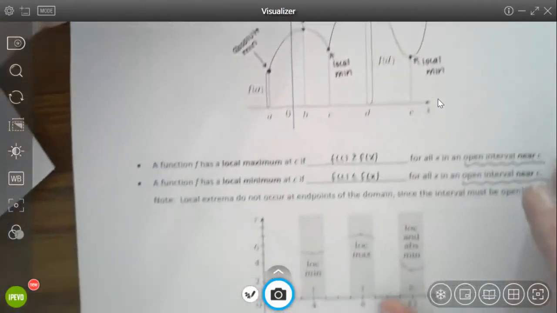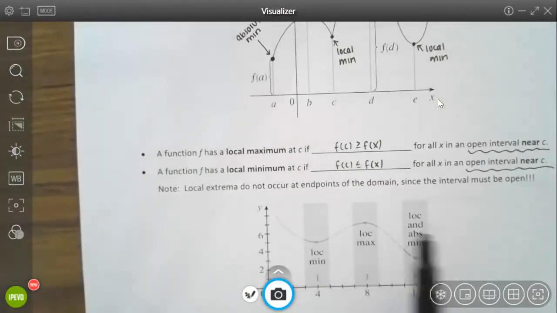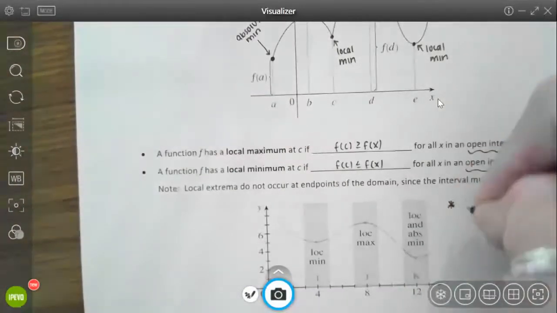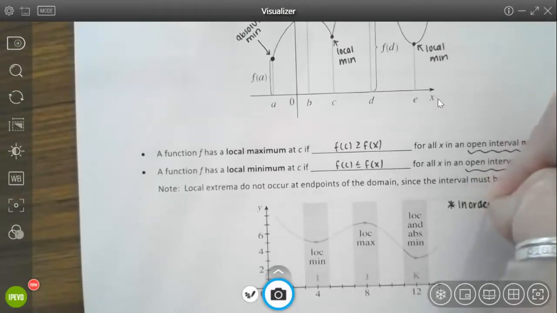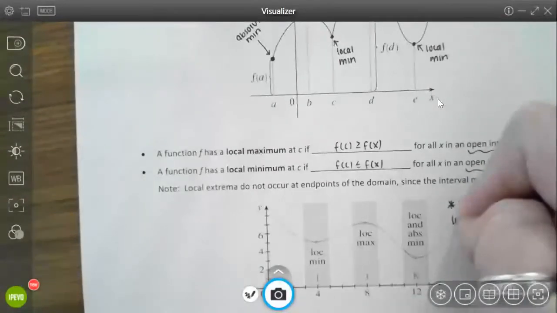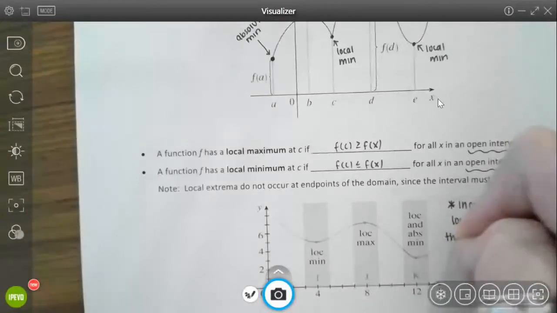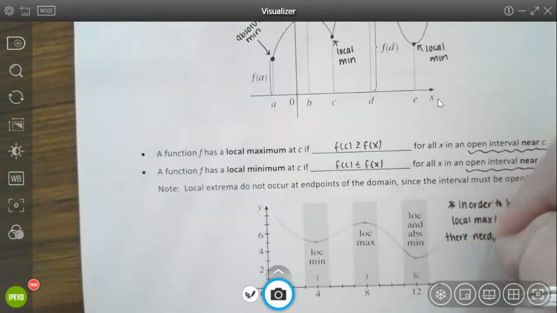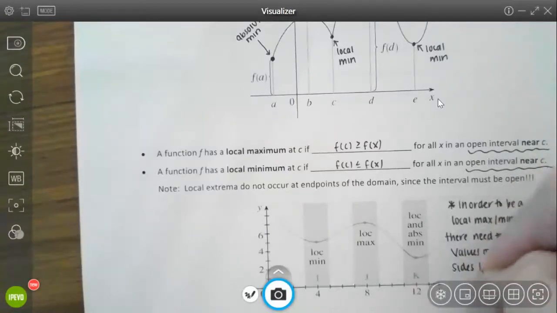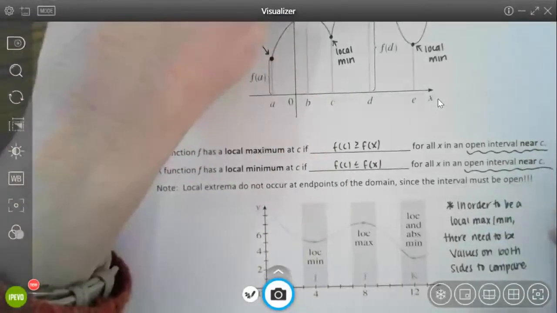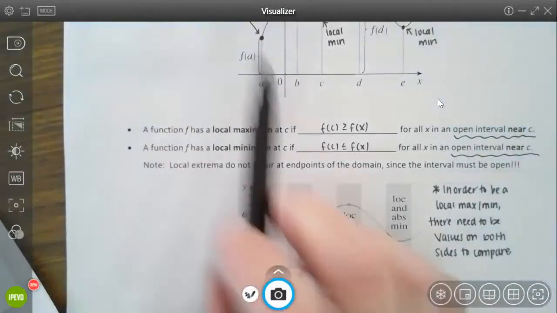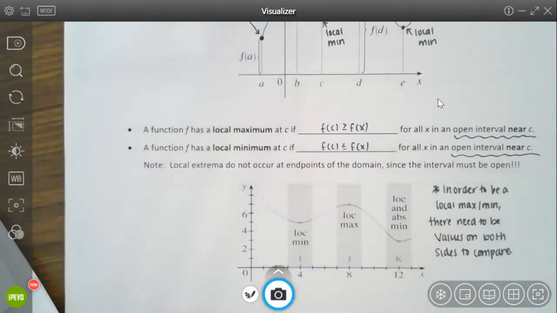Okay, so I'm just going to write a little note, and this is just illustrating what that's talking about. I'm going to put a little star here, and I'm going to say, in order to be a local max or min, there need to be values on both sides to compare. Which is what I was talking about up here. We said that an absolute minimum can happen at an endpoint, but a local can't happen at an endpoint because you need something to compare to.